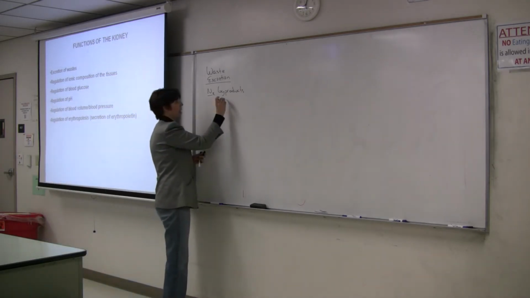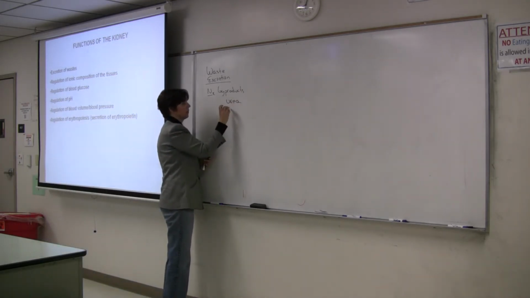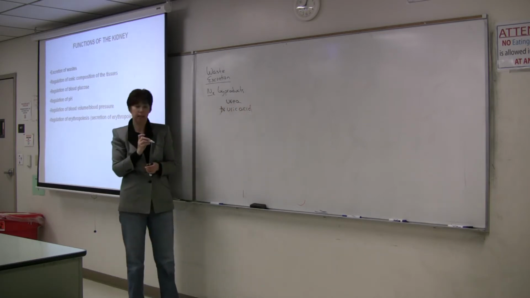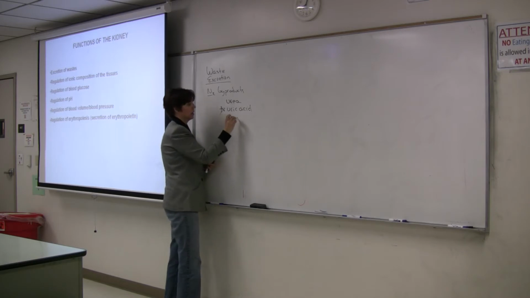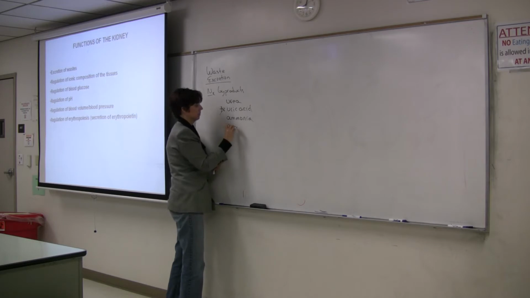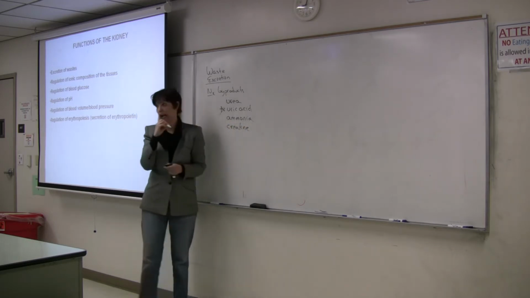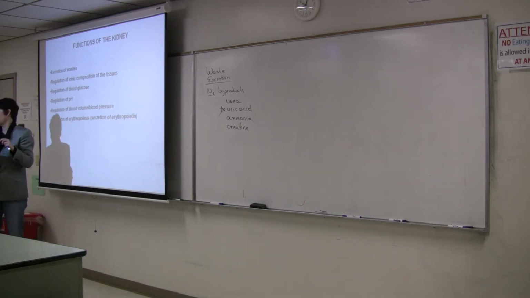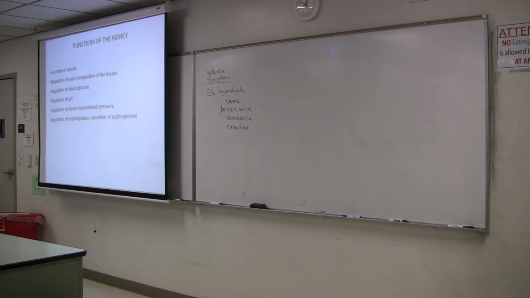But we see these byproducts as urea, uric acid. That's the most concentrated form. Ammonia. And creatine. And so these can be toxic to the body as they build up. And we use the water of the urine to keep them diluted as we excrete them.